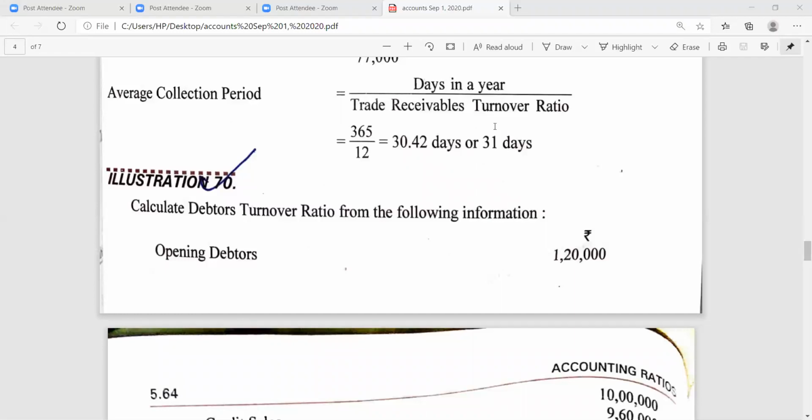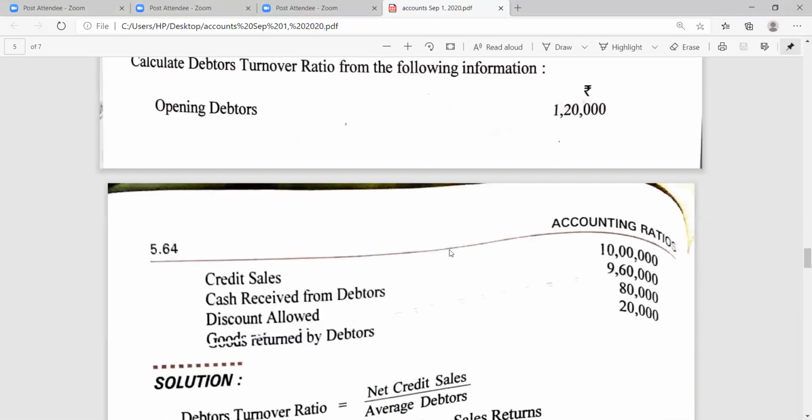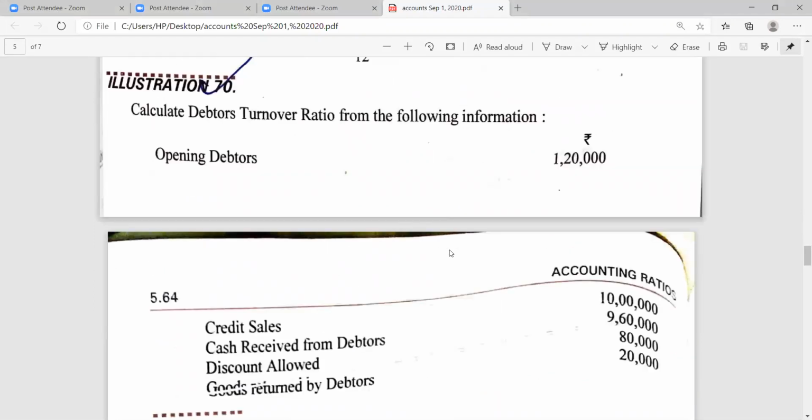Don't be afraid, don't hesitate. I'll help you definitely. We will do it together. I have discussed the previous question. In this question also, you have to calculate the debtors turnover ratio. How is it to be calculated?